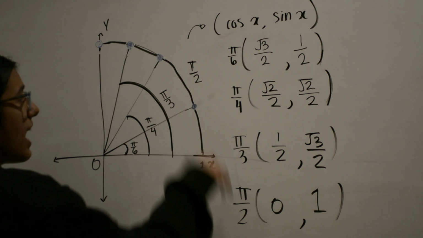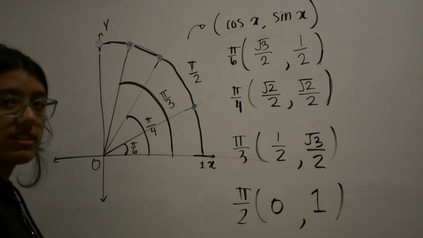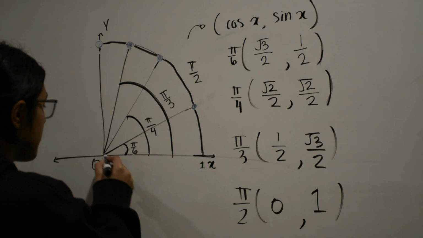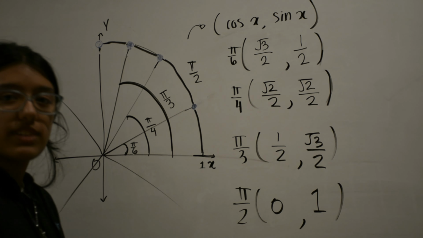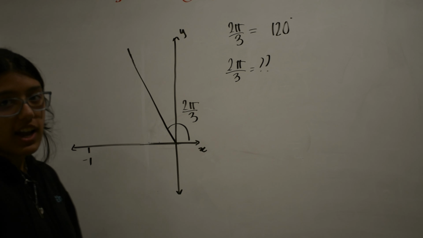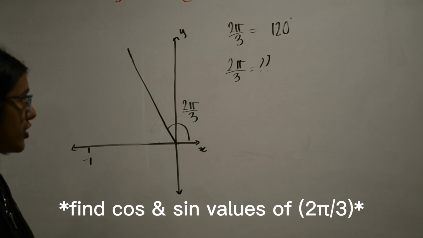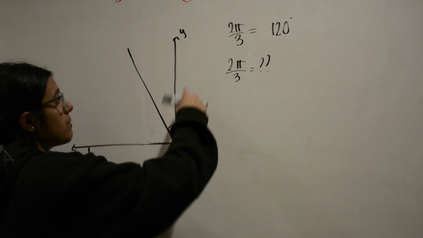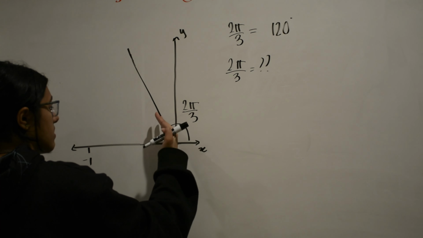So now we got that out of the way, let's talk about how we can use these values to find reference angles. Maybe say if it's in the fourth quadrant, in the third quadrant, in the second quadrant. Let's start. Alright, so our first example is to find the value of 2 pi over 3, which is located in the second quadrant. And 2 pi over 3 radians is essentially 120 degrees, so it's in the second quadrant.